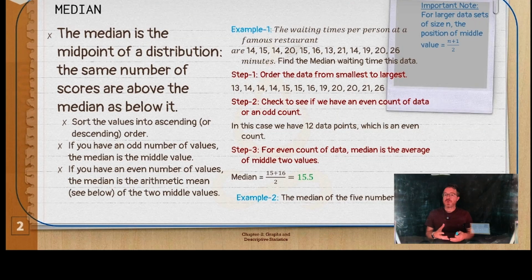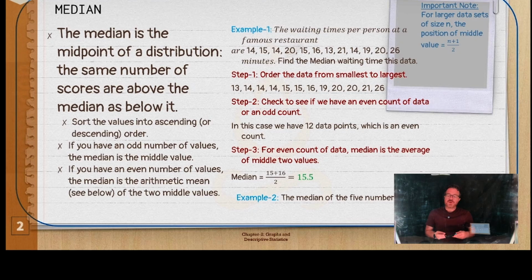Median is the midpoint of the distribution. That means that it should be the point where half of the data points are below, half of the data points are above. Now, median does not care what the data points are below and above it, just that they are below and above that point.